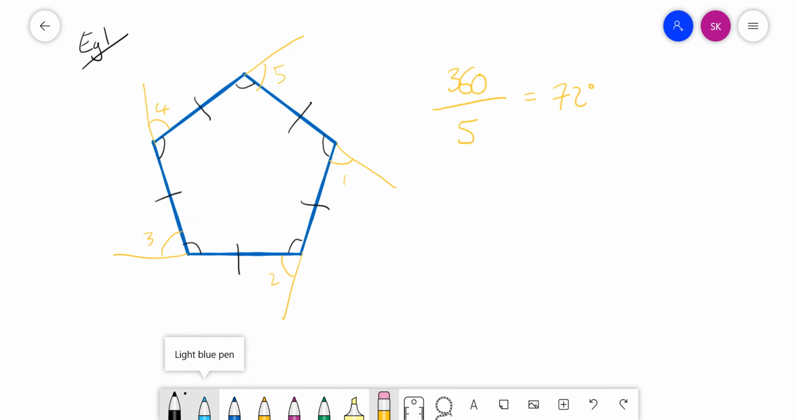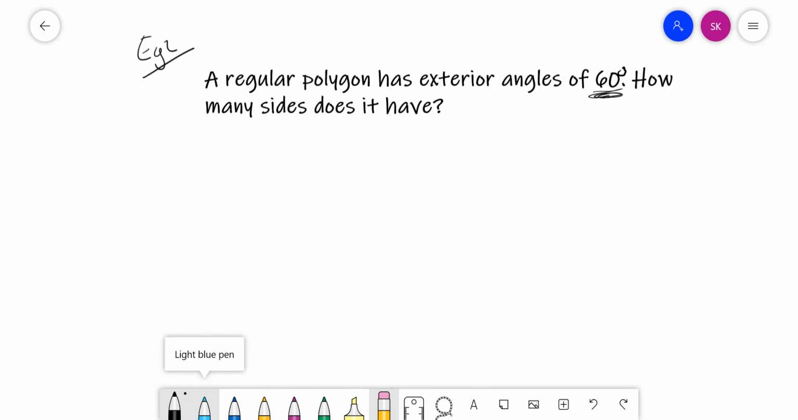So, situation 1, we're given the number of sides, find the angle. Situation 2, we're given the angle, find the sides. Because each exterior angle is 60, and together all of them add up to 360, I can do 360 divided by 60 to give me 6. That means there's 6 exterior angles and therefore 6 sides.